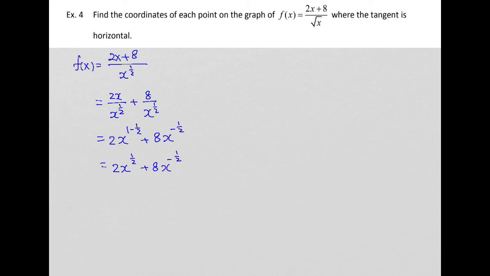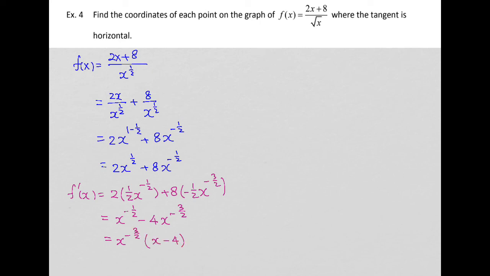After this, we can do the differentiation. F prime will be 2 times half x to the exponent negative half plus 8 times negative half x to the exponent negative 3 over 2. And simplify them. Common factor them.